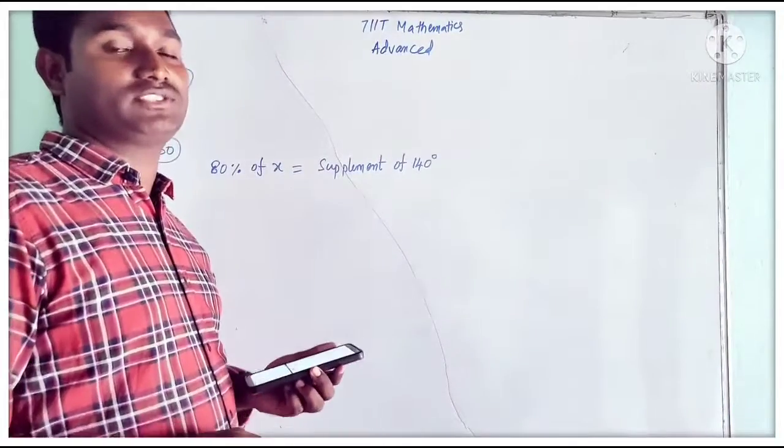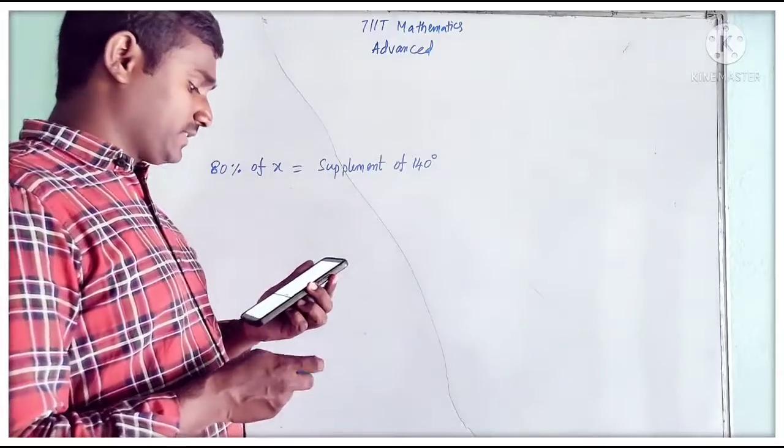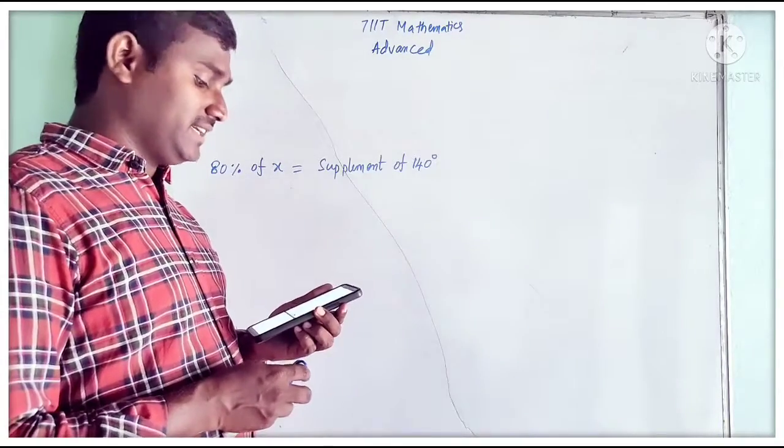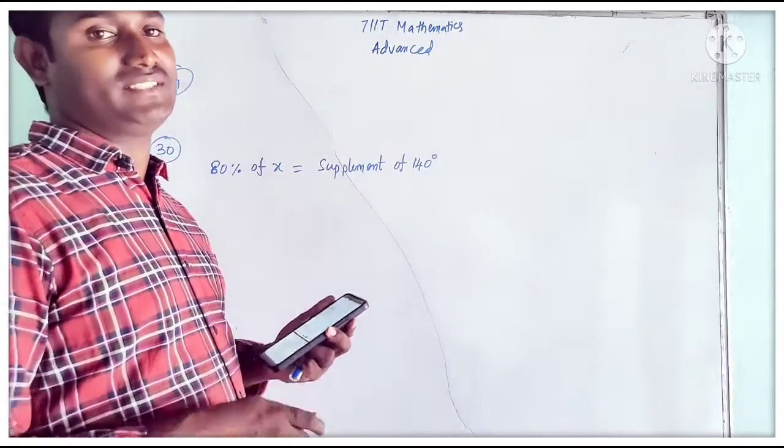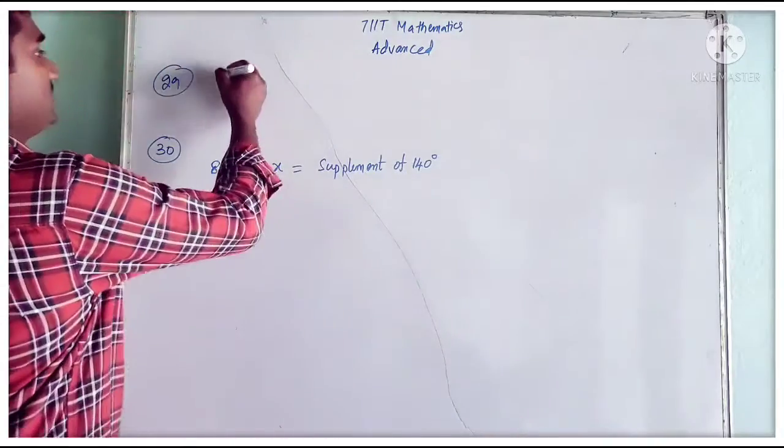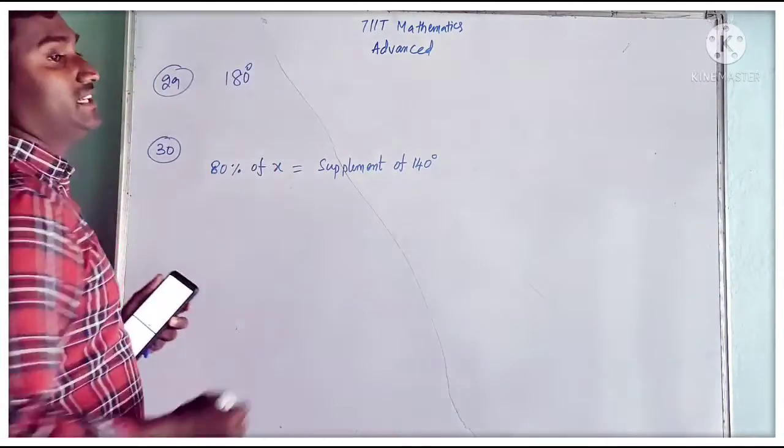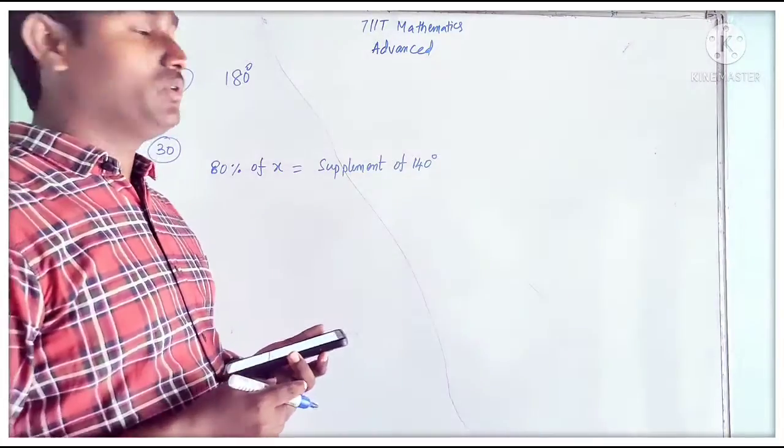Now I am going to discuss with you the 29th question. The sum of the adjacent angles in a linear pair. So the sum of the linear pair angles is equal to 180 degrees.